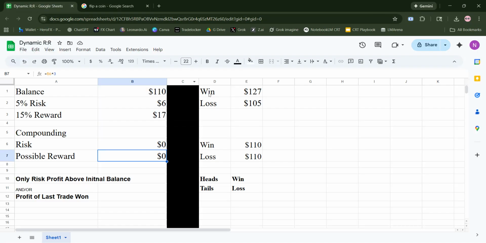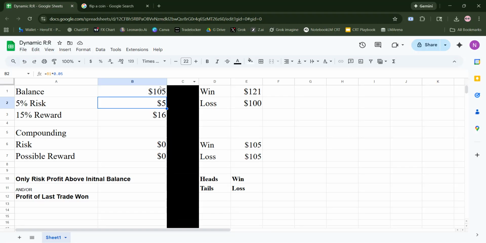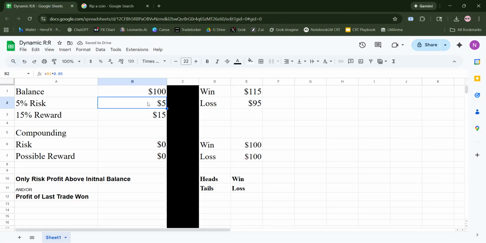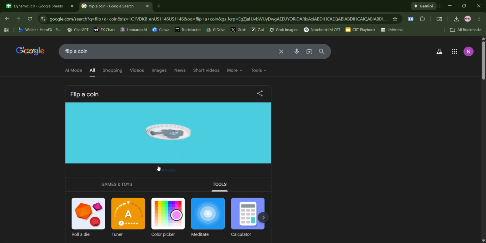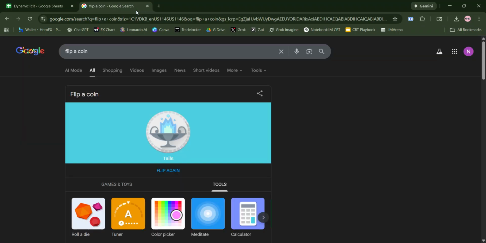I lose again. What's my new balance? 105. I don't have to have a great win rate because I'm still in profit. Take another trade. I lose again, but guess what? I broke even. Take another trade. I win. 115. My risk now is 15 bucks. I'm risking 15 to get 45. I take another trade. I lose. But what do I lose? Nothing really, because I'm back to where I started.